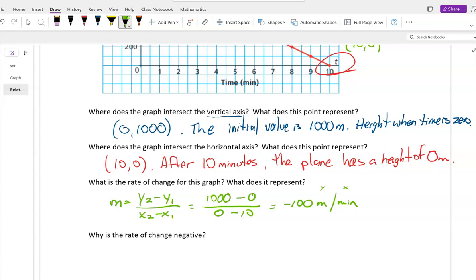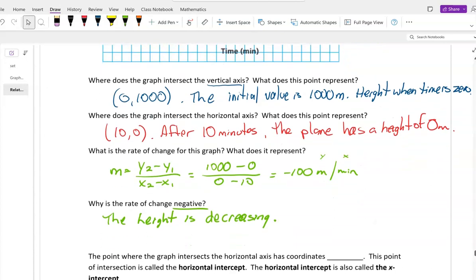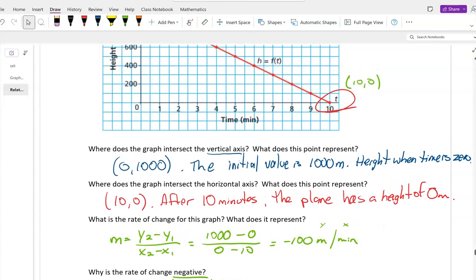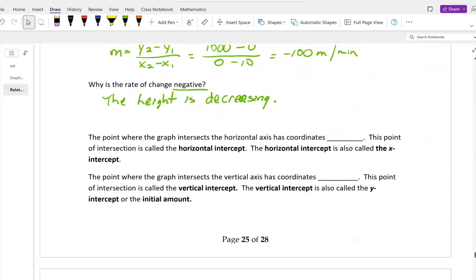Why is the rate of change negative? The height is decreasing. Okay, so that's the kind of question you're going to get for sure. Matter of fact, a lot of times the test is even a question identical to that.